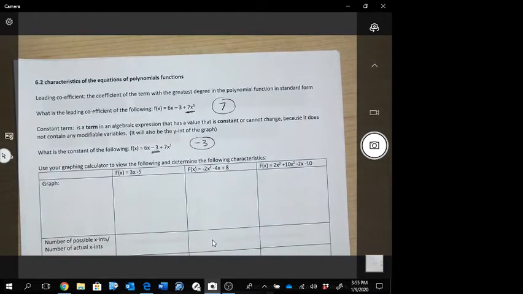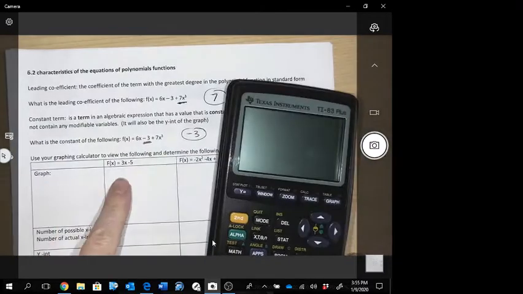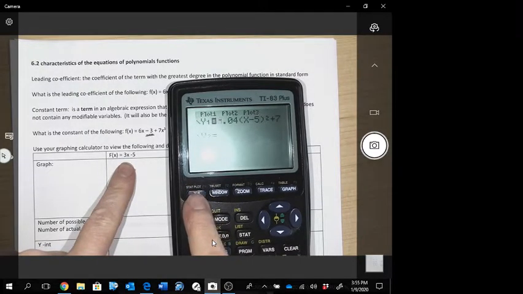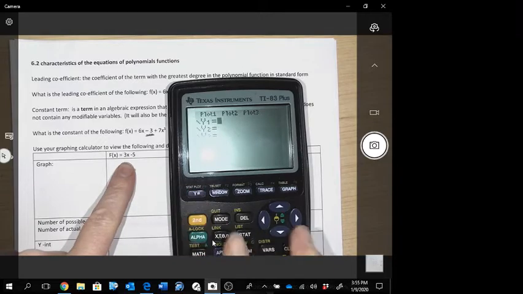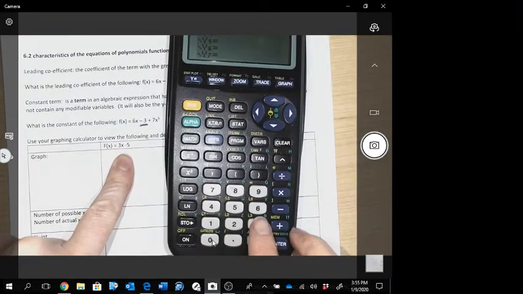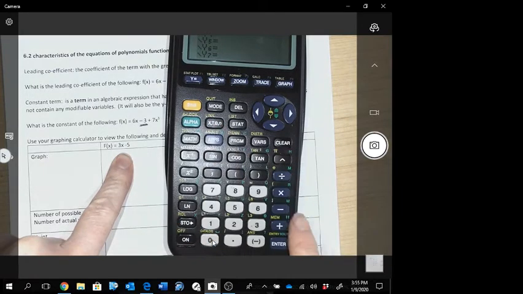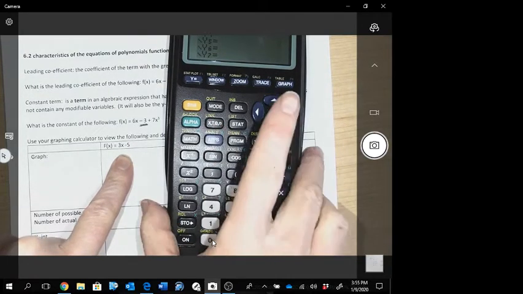Okay, let's do some graphing calculator stuff. So we're going to graph y equals 3x minus 5. Okay, so you're going to go y equals button, clear if there's anything in there. So y equals, so 3, here's your x button, x, and then minus 5.